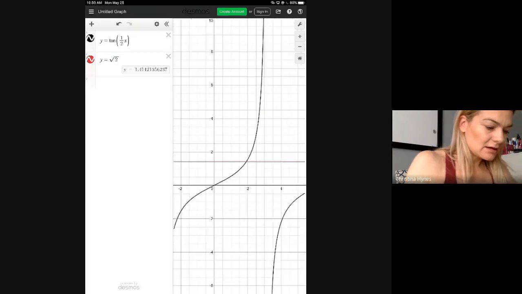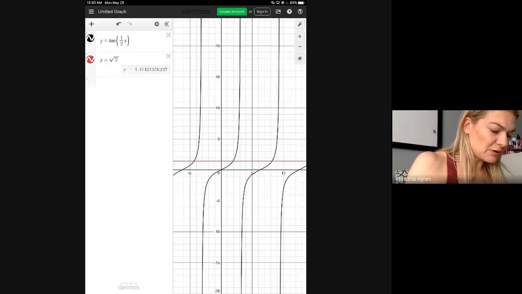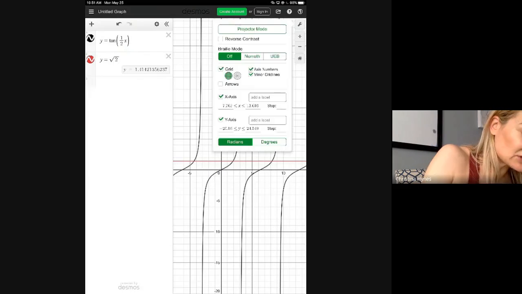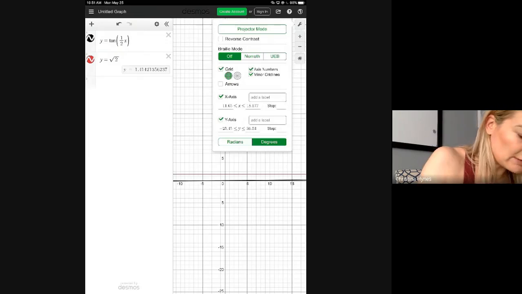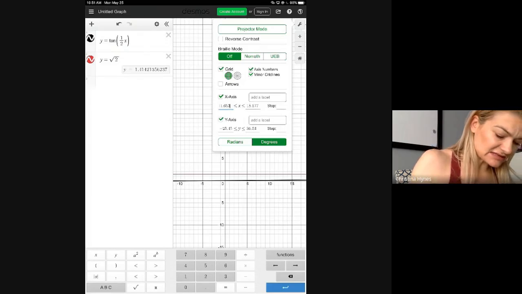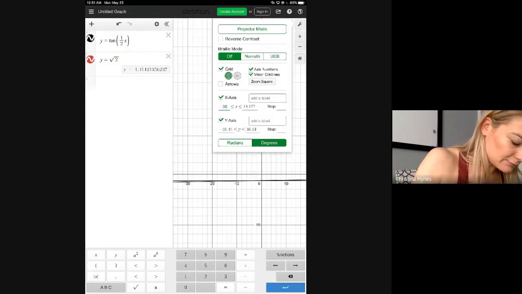Okay. So with my graph, remember you do have to be from negative 360 to positive 360. So you're going to have to change your mode, which you can actually do here. You can change from degree mode to radian mode or vice versa. And then you can change your X axis to go from negative 360 to positive 360. So you can change that with Desmos as well, which is nice.